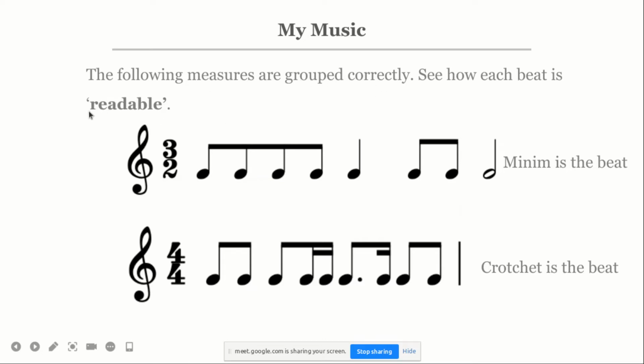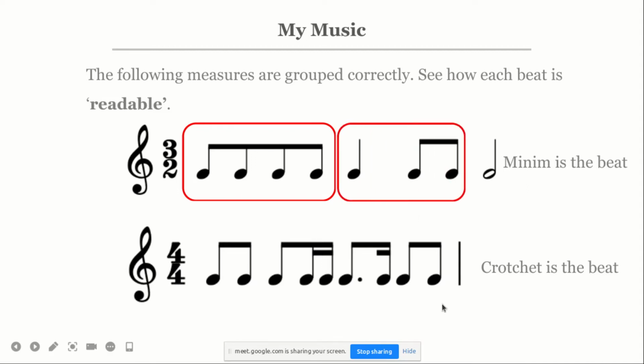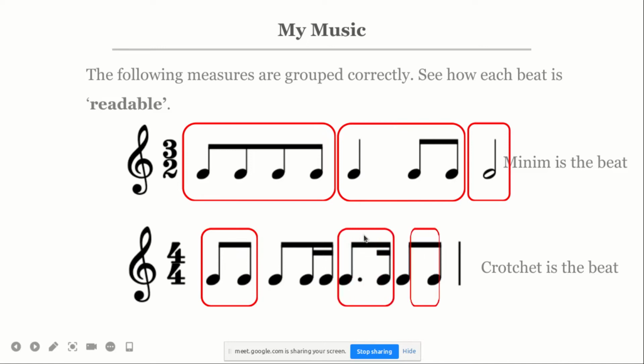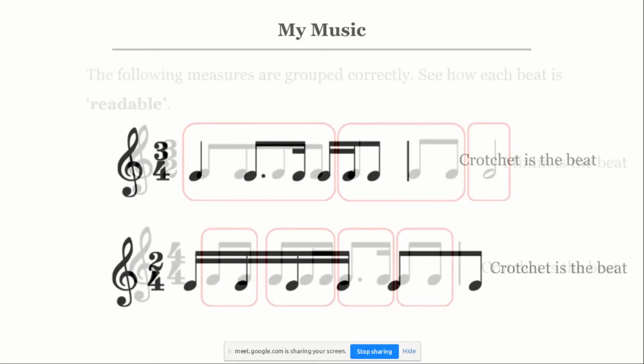See how each beat is readable, because the reason we are grouping notes is to make them readable. Look at the 4 quavers, how they are combined together to make a beat, a minim beat. And look at the 4/4 here at the bottom. We have 2 quavers making a beat, this quaver and 2 semiquavers making another beat, dotted quaver and semiquaver making another beat, and then 2 quavers again making another beat. So this is how we group the first part. And then the second part, we have this as our beats, very clearly outlined.